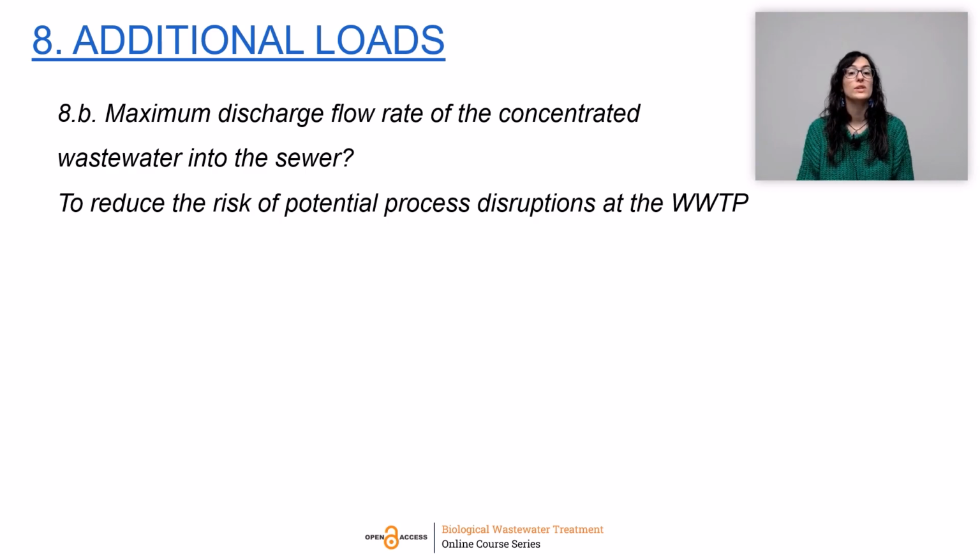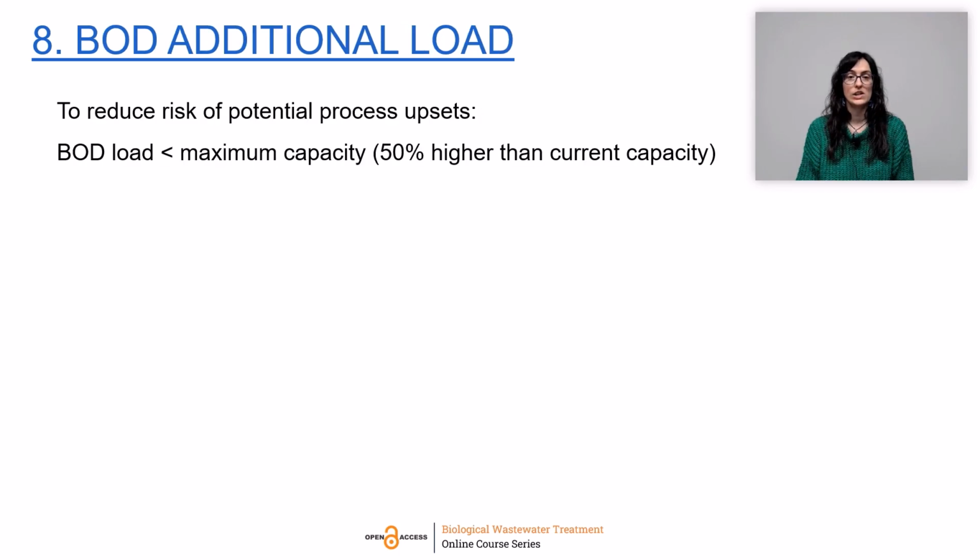Let's go now to the second sub-question, in which we have to calculate the maximum discharge flow rate of this concentrated stream, taking into account that we have to reduce the risk of potential process disruptions in the plant. If we want to make sure that there are no problems of process upsets, we have to ensure that the extra BOD load will always be below the maximum capacity that the plant can handle. And in this case, we are talking about 50% more than the current capacity.